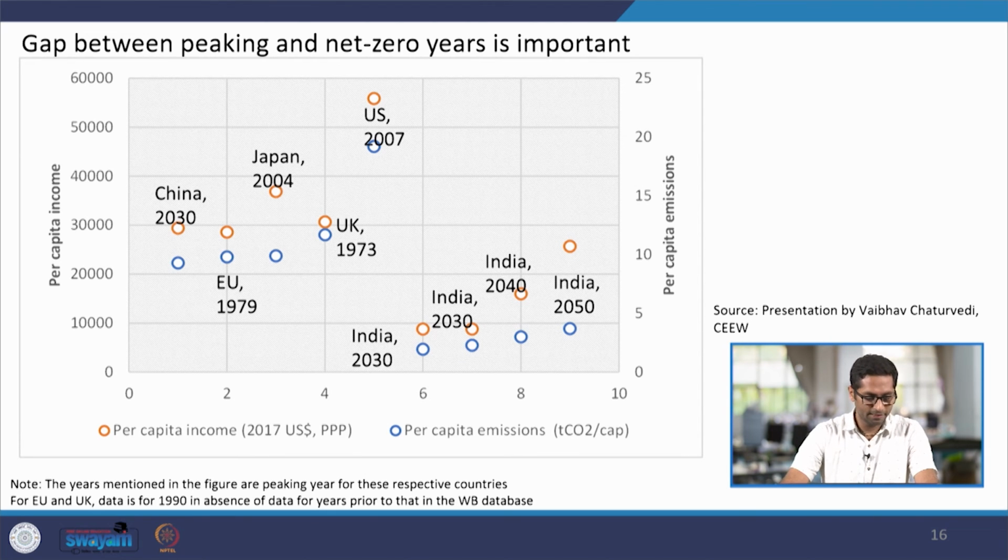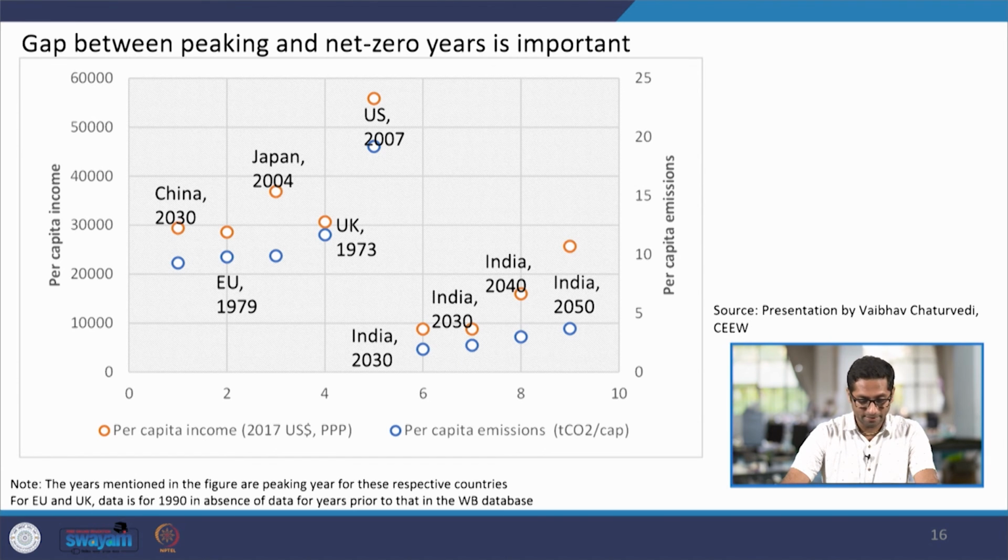What you see on the y-axis on the left hand side is the per capita income, and what you see on the right hand side is the per capita emissions. What we have given in black are the peaking years. So China is expected to peak at around the 2030s, US peaked at 2007, Japan 2004. The important thing to note here is that all these economies had a much greater per capita income when they peaked, almost in the range of around $30,000 per capita. Whereas given India's peaking in the future, it might be 2030, 40 or 50.